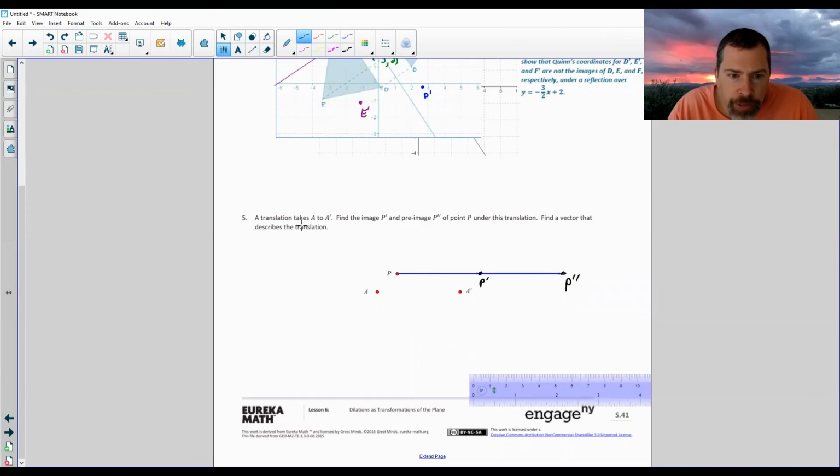So a translation takes A to A prime. We found the image P prime, which is the same distance and direction from P that A prime is from A, and the pre-image P double prime, and found a vector that describes this translation. So the vector is a vector of length 5 centimeters going to the right.